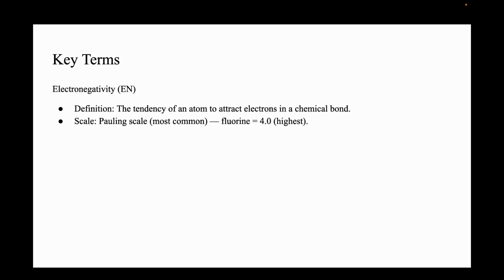Now we have electronegativity. It's basically the tendency of an atom to attract electrons in a chemical bond. Electronegativity increases all the way up to fluorine. So on the periodic table, fluorine has the highest electronegativity, and basically everything just increases to fluorine.